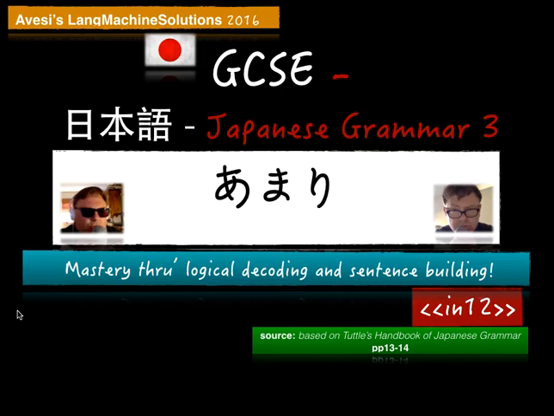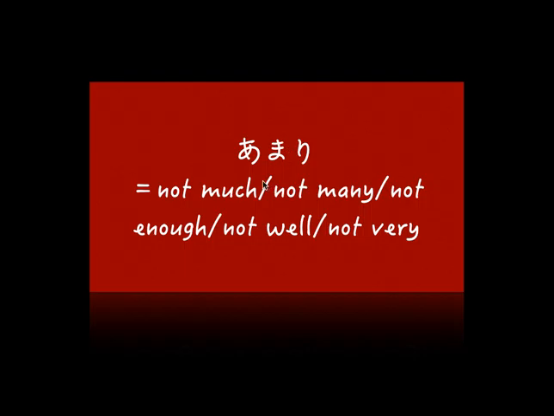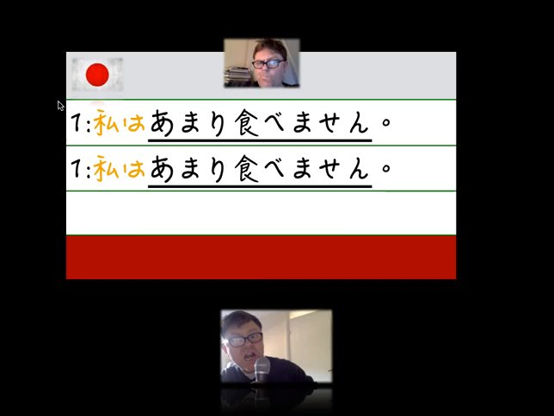Okay, GCSE Japanese grammar. This is the third section looking at amari. So amari means not much, not many, not enough, not well, and not very. And it has the effect of the verb coming after it being negative as well. And we'll talk about that now. So, used with a negative verb comes up straight away.